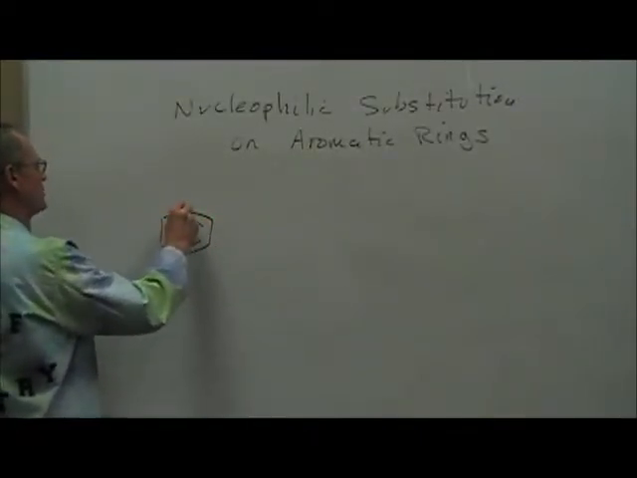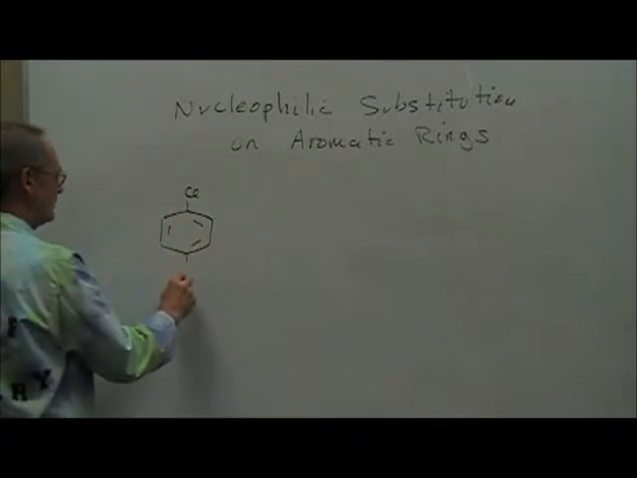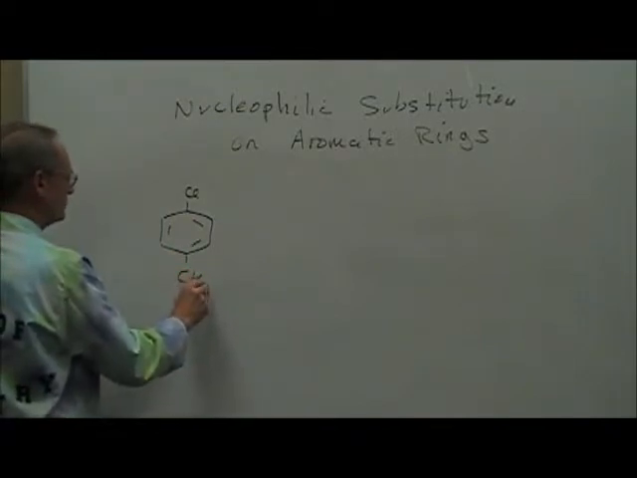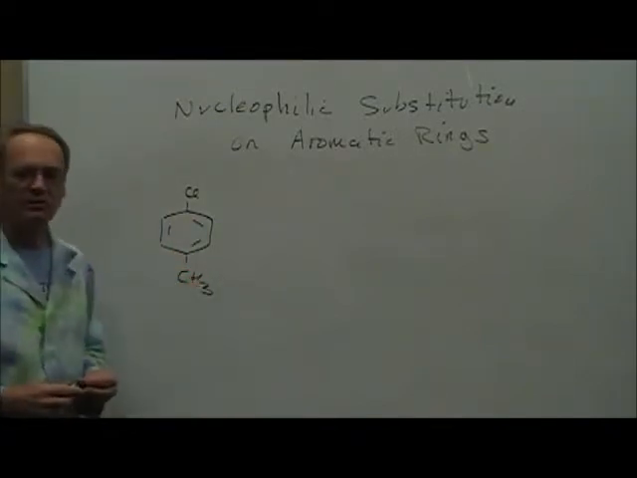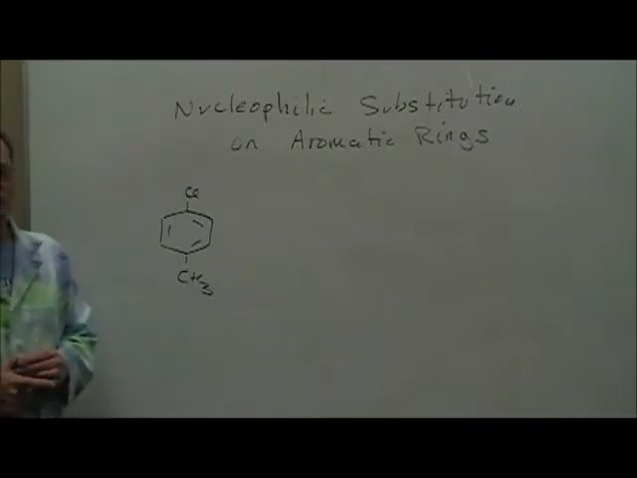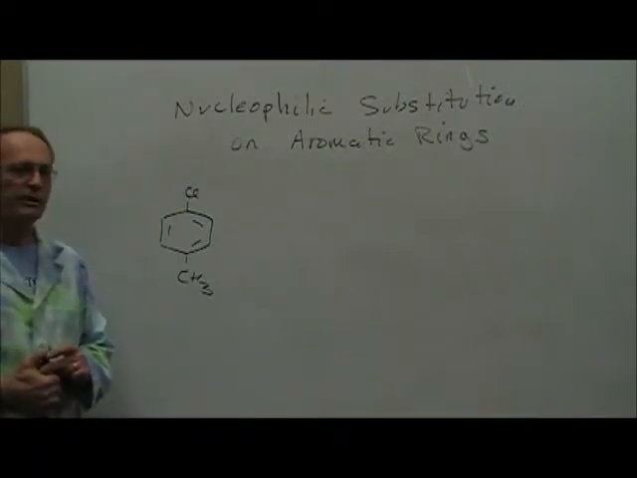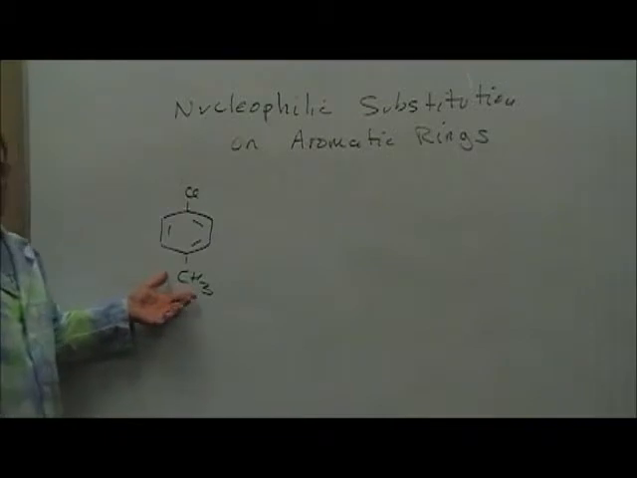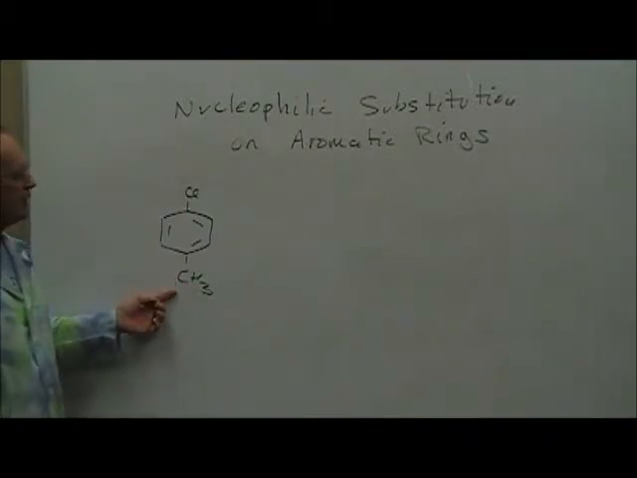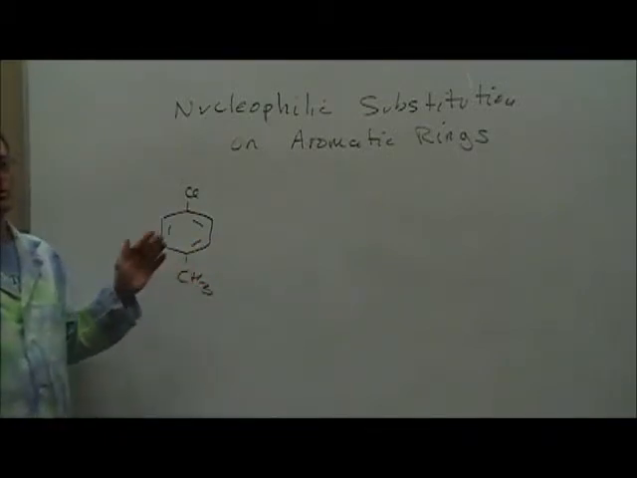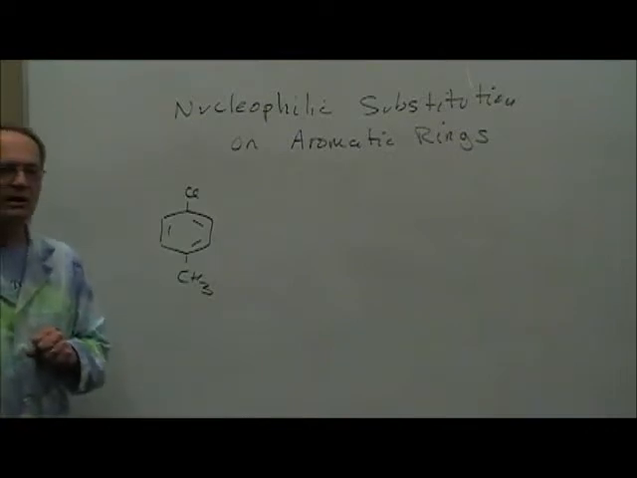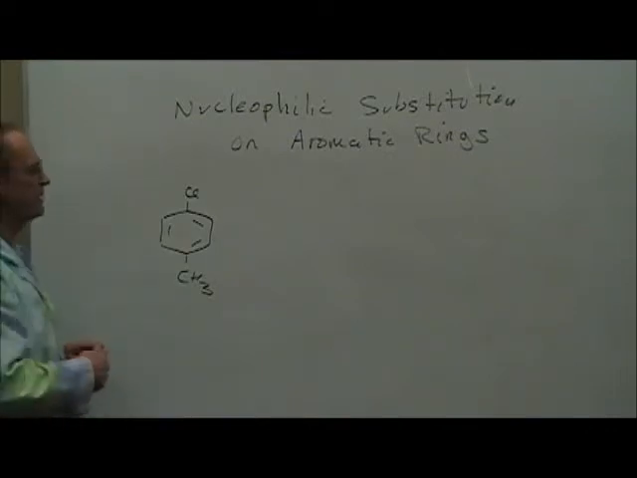Let's say we're starting with a chlorine on a benzene ring with a methyl group. Now the methyl group's not essential, unlike the nitro groups in the last reaction we saw, which are essential for that reaction to occur. The methyl group here is not really necessary. I'm just putting it on here as we do this reaction in order to show you something strange about the product that you get, and therefore a hint as to what the mechanism might be.